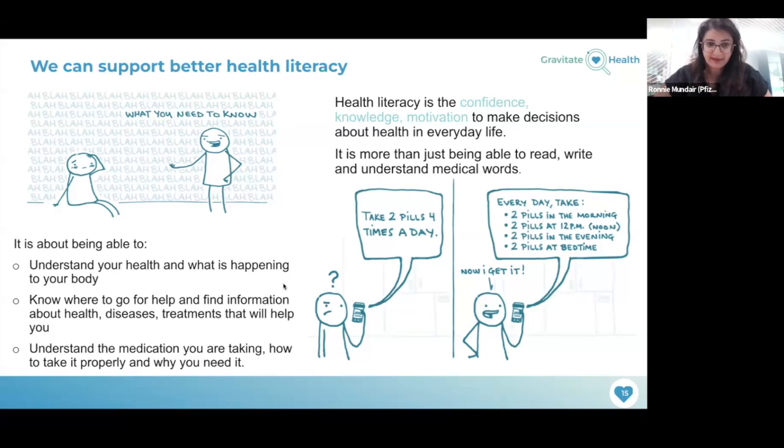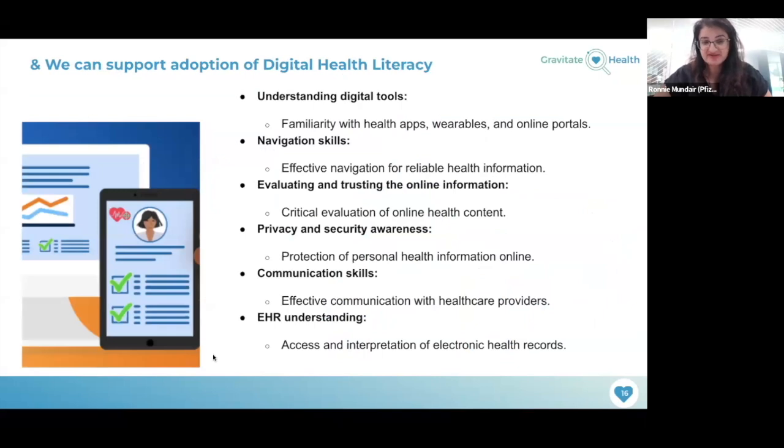Next slide, please. And alongside health literacy, obviously there's the importance of digital health literacy. Digital literacy is important because we want to make sure that patients, their caregivers and healthcare professionals can become quite easily familiar with health apps, wearables, online portals. So navigation and user experience are really important. But what's also important is trust, right? And the privacy and the security that come with that trust. Making sure that there is effective communication and effective understanding of how access and interpretation of electronic health records is done. Next slide, please.